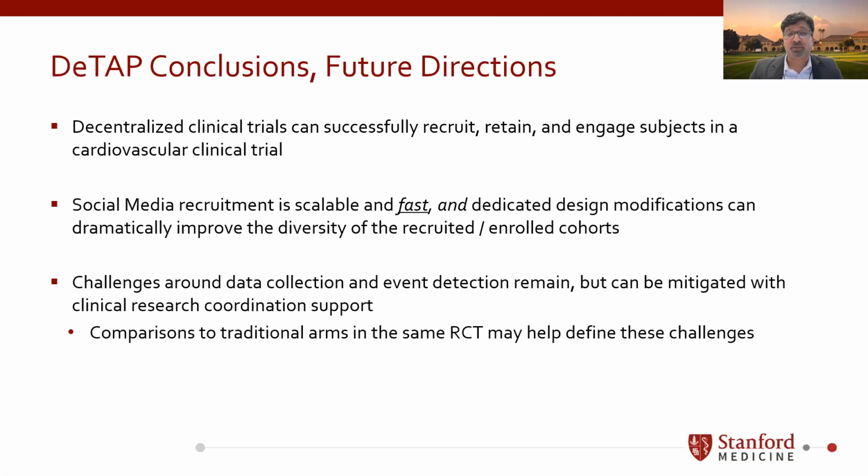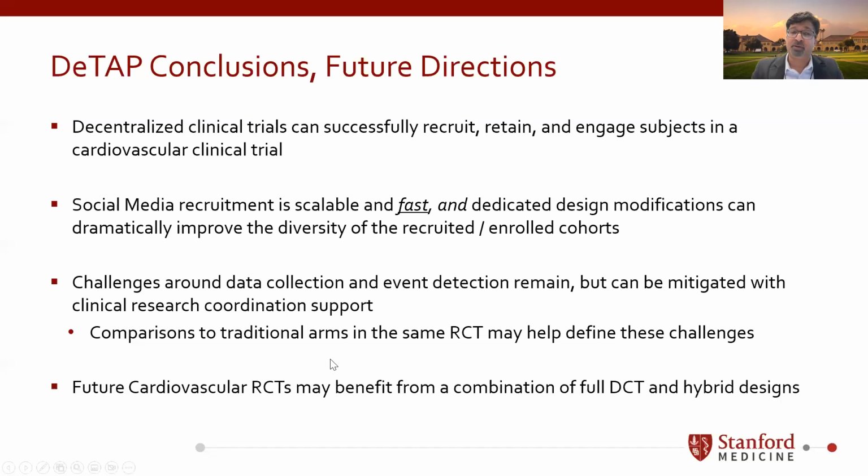Now, there are challenges around data collection and event detection, but this can be mitigated with the right research coordination support, and I would say with the right engagement tools for the patient. Are they able to communicate with our team asynchronously or directly? And can they do that in a sticky way, with something they feel ownership over in terms of their involvement in the trial?